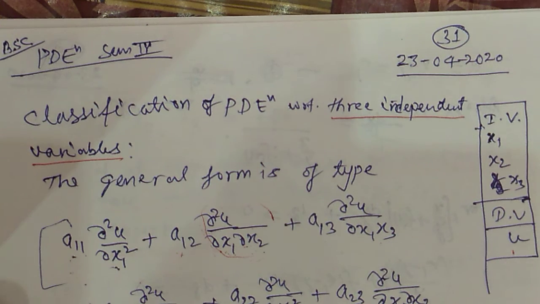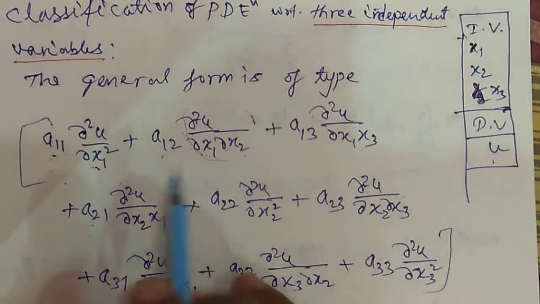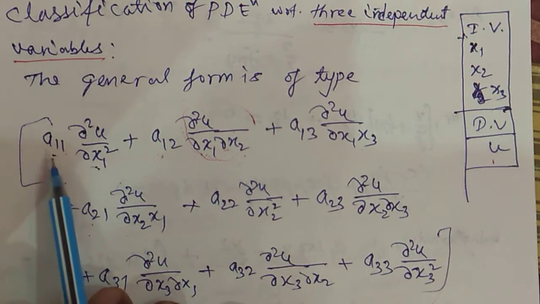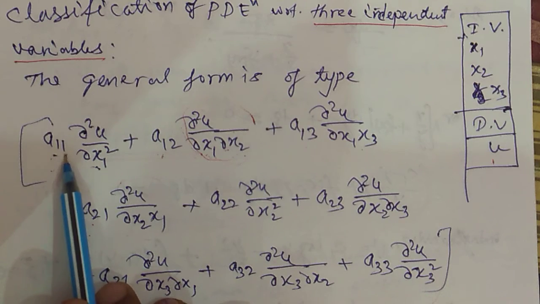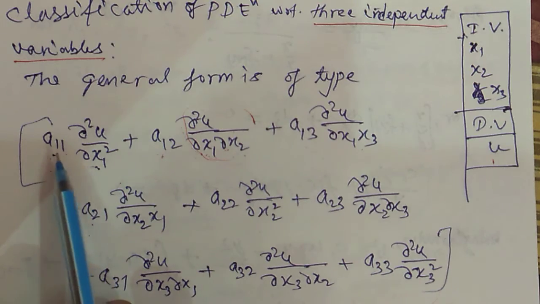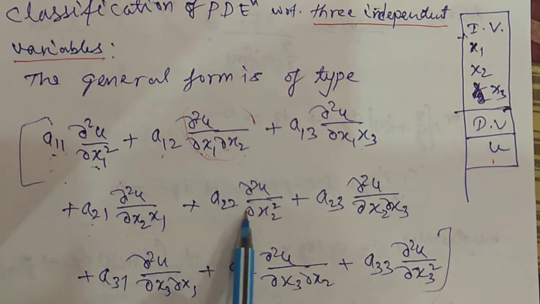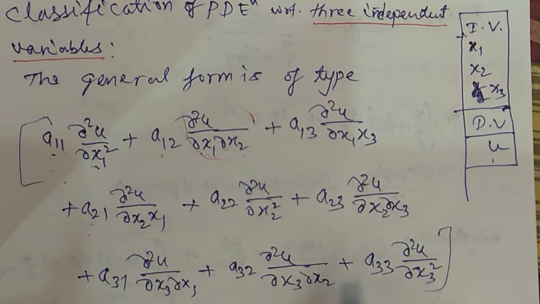Good morning, everybody. Today we learn the classification of partial differential equations with respect to three independent variables. Here the general form is of type a11. Here we form the symmetry to form the general equation. Symmetry like a11, a12, a13, a21, a22, a23, a31, a32, a33. These are the symmetrical way to write it down.